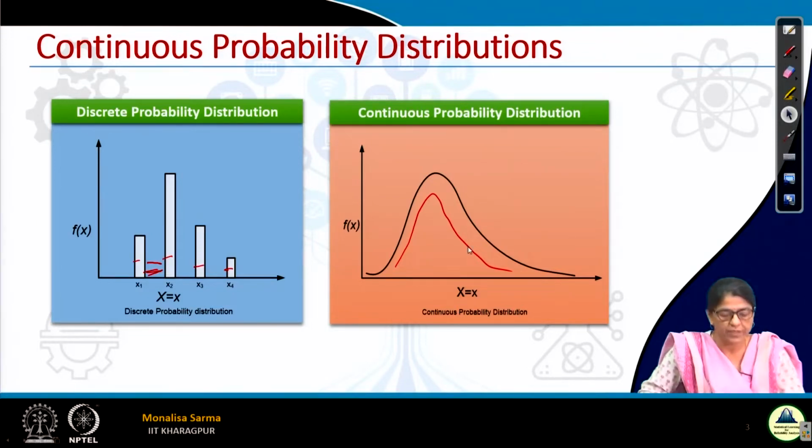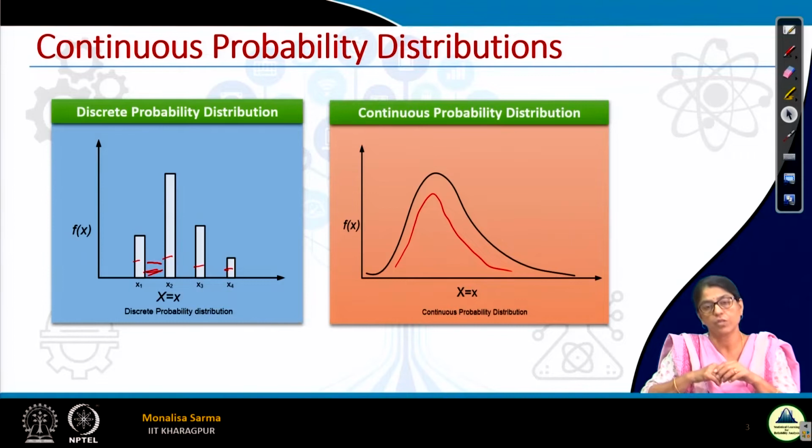Now, let me go back a bit and see what f(x) was. In the case of a discrete probability distribution, what was f(x)? f(x) is the probability that the random variable x takes a given value. So, the value of f(x) cannot be greater than 1, and it cannot be less than 0. f(x) has to be between 0 and 1. That is the case for discrete probability distribution.